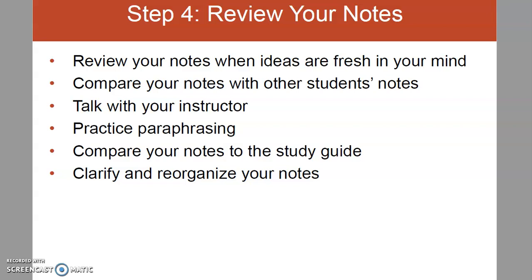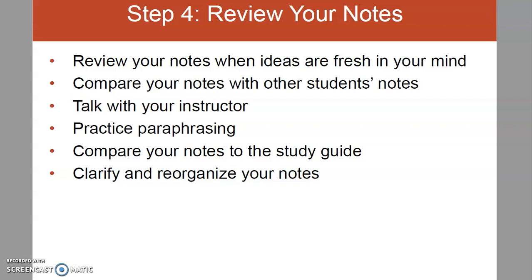Then, if you remember from chapter 4, we talked about distributed studying. You'd be able to review your notes a little bit each day throughout the week or several times during the week. And that's a way to do distributed studying, but also reviewing your notes.